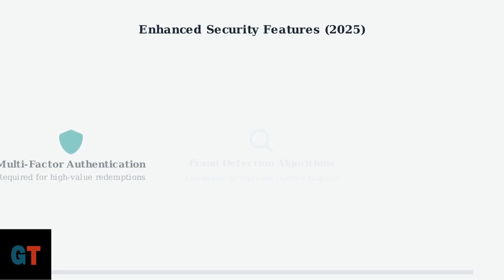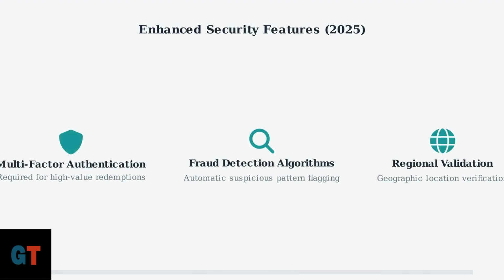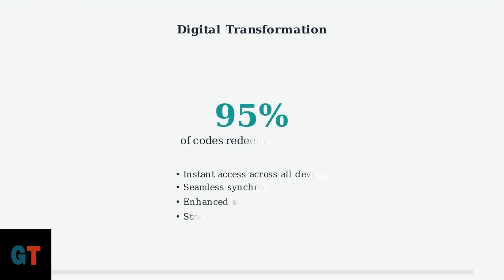Microsoft has significantly enhanced security in 2025. Multi-factor authentication is now standard for high-value code redemptions, and advanced fraud detection algorithms automatically flag suspicious patterns to protect users. The digital transformation is remarkable. In 2025, 95% of all Microsoft Store codes are redeemed digitally, representing a massive shift from physical redemption methods. This streamlined approach provides instant access and better user experience.